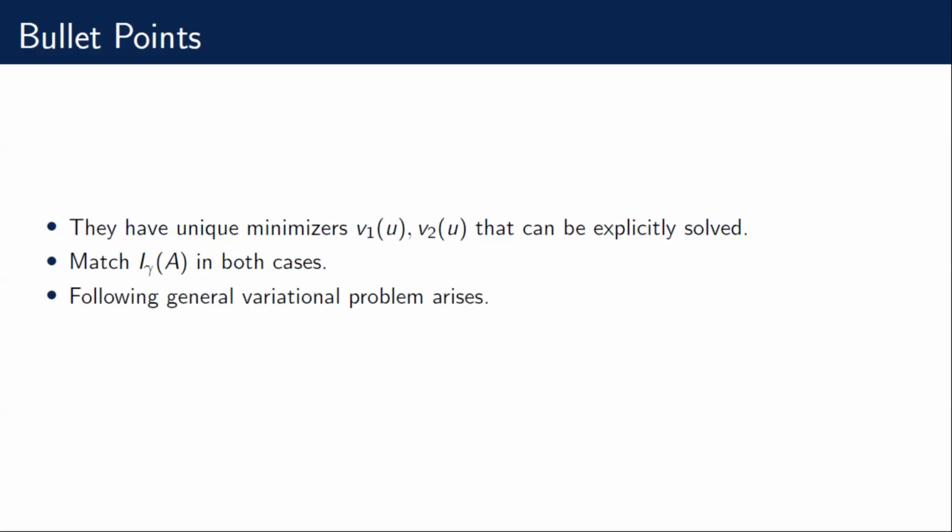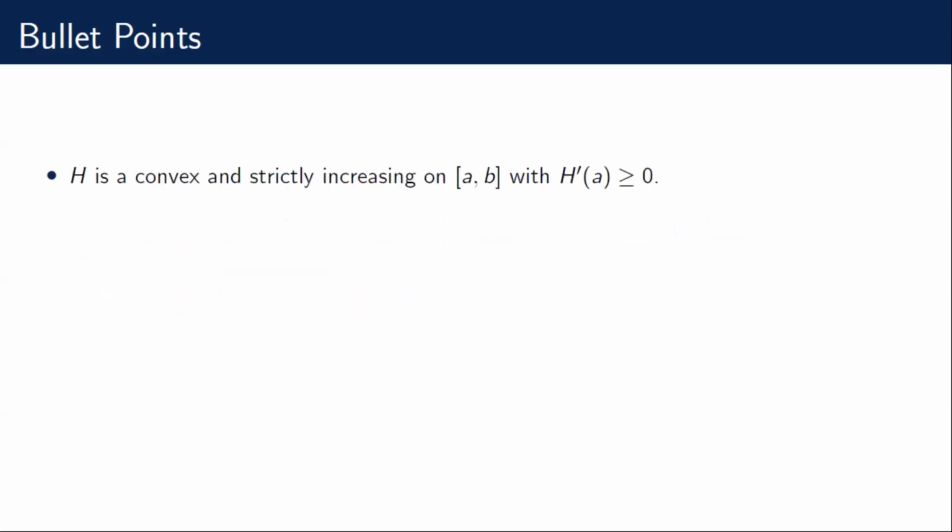So in this context, the following general variational problem arises. You have a convex function that's strictly increasing in interval AB.